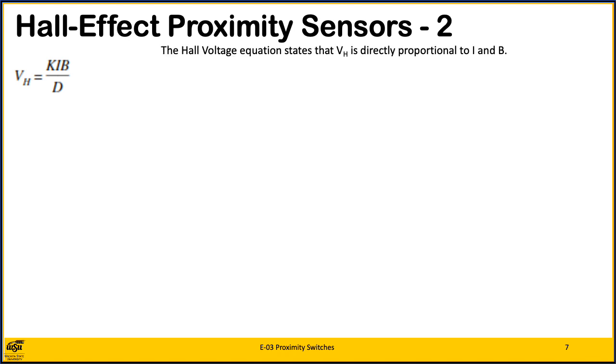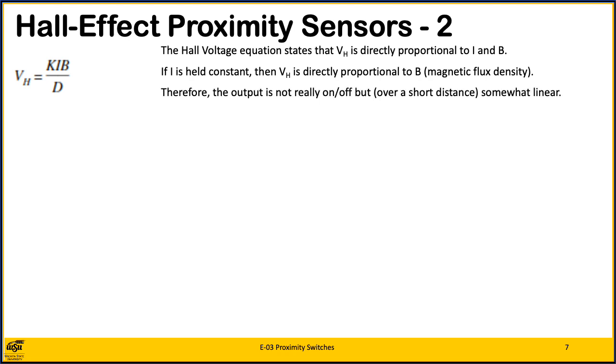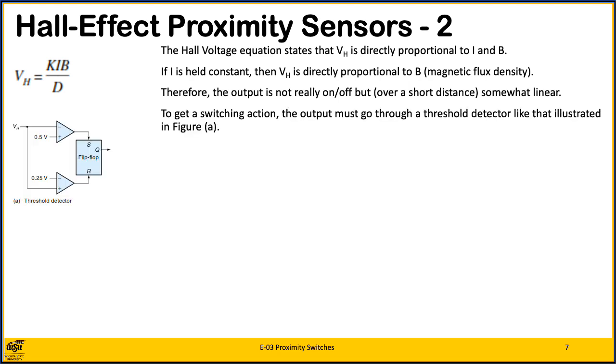The Hall voltage equation states that VH is directly proportional to I and B, that's the current and the magnetic flux. If I is held constant, then VH is directly proportional to the magnetic flux density. Therefore, the output is not really on-off, but over a short distance, somewhat linear. To get a switching action, the output must go through a threshold detector, like that illustrated in Figure A.